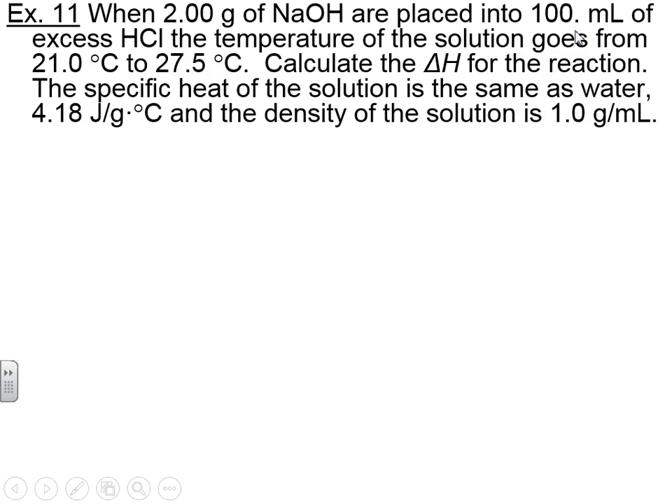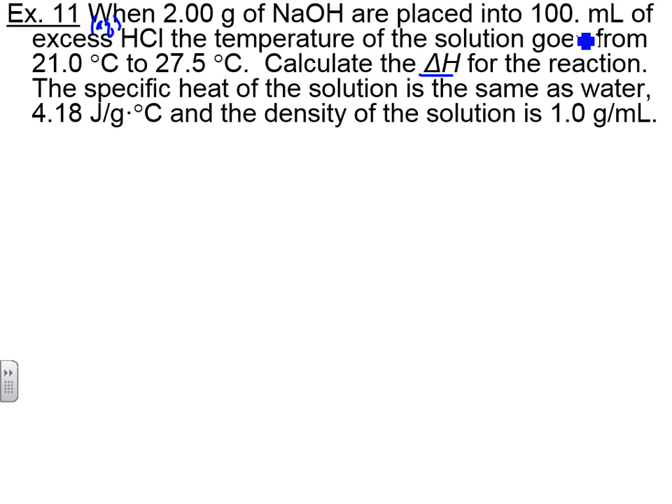So we have 2 grams of sodium hydroxide placed into 100 milliliters of excess HCl solution. We'll say this is solution, this is excess aqueous, AQ. This is aqueous HCl. And the temperature then of the solution goes from 21.0 to 27.5, and we're going to calculate the delta H for the reaction. Specific heat, it says, can be the same as that of water, and the density of the solution we can say is 1 gram per mL.